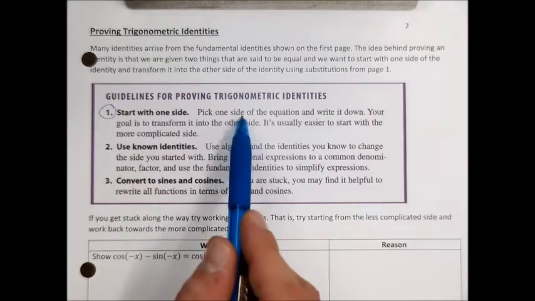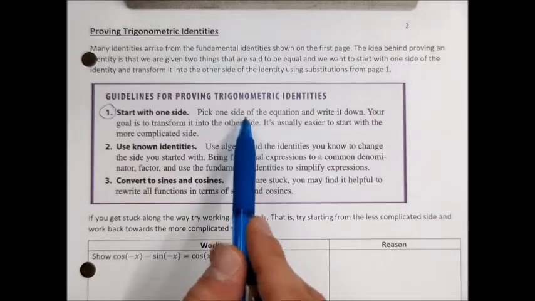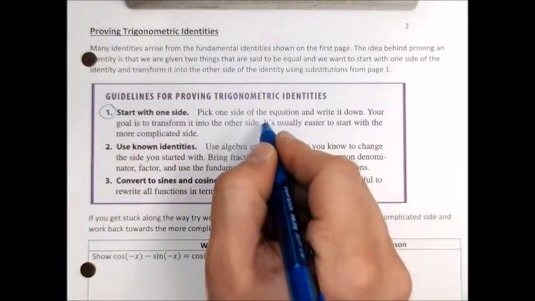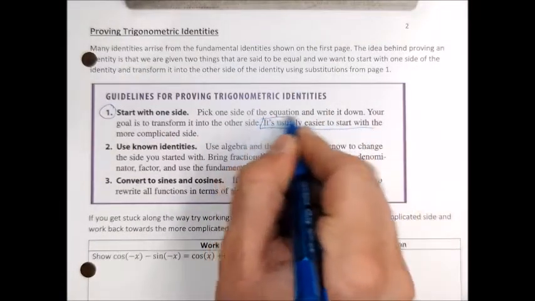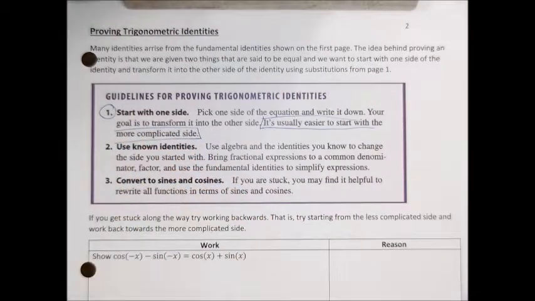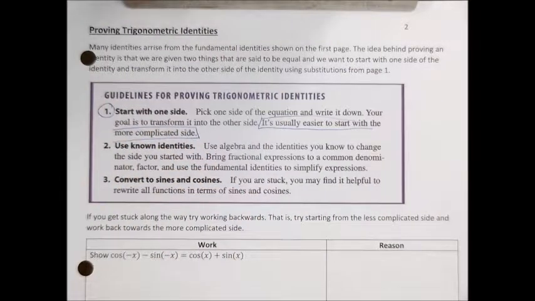So you just start with one side, you write it down, and the idea is you want to transform it into the other side. And the really important thing that you should remember is that you should always start with the more complicated side. So whichever side looks more complicated, you want to start with that side.